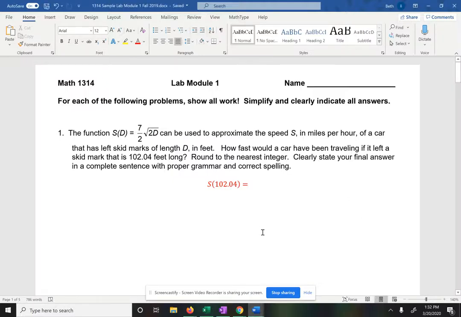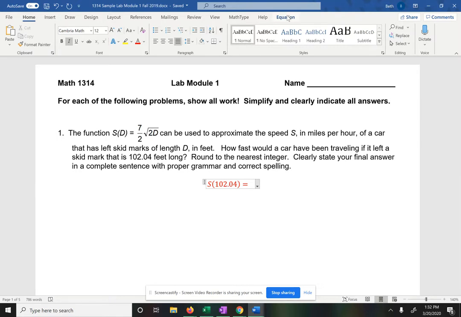Okay, guys, so really quickly, I wanted to show you how you could edit the Word document that I posted whenever you're trying to complete your labs. So this is just lab one. I was just going to show you, walk through a couple of problems. So in this one, we needed to find S of 102.04. I have the type in red, so hopefully that'll help.